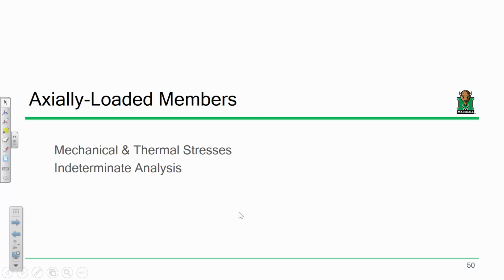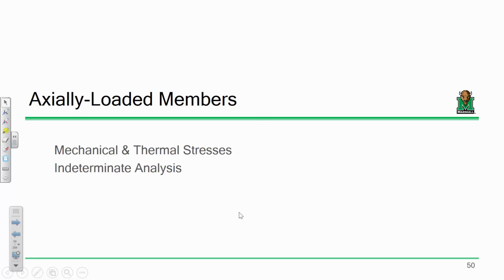We're also going to talk about indeterminacy. What happens if you have too many forces to solve for and not enough equations of equilibrium? For those of you in structural analysis, we've touched on that idea, but we haven't really dealt with it. Well, we're going to kind of deal with it in here on a member-by-member basis. In structural analysis, it'll be a system-by-system basis. And so axially loaded members is going to be one of the first things that we deal with.